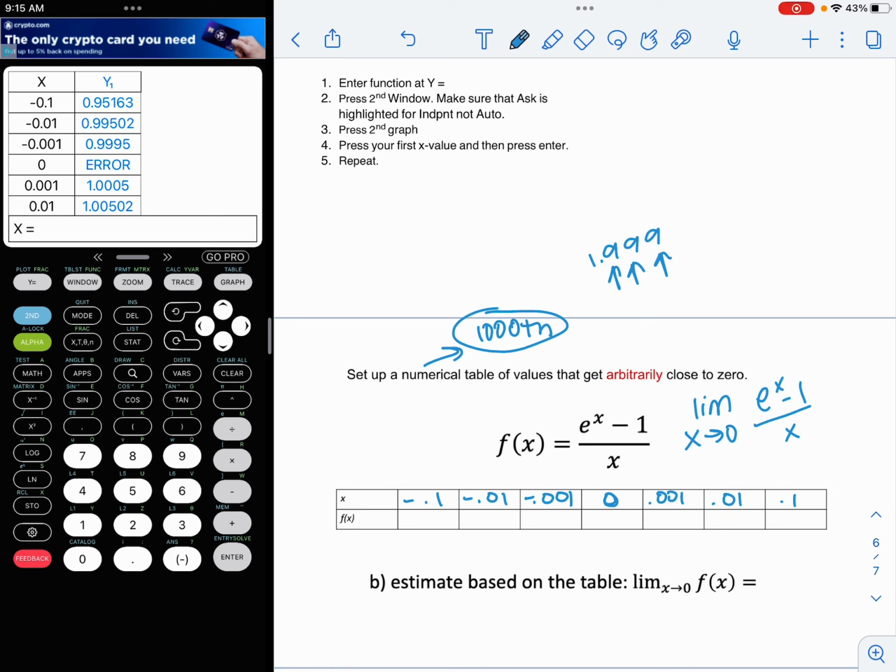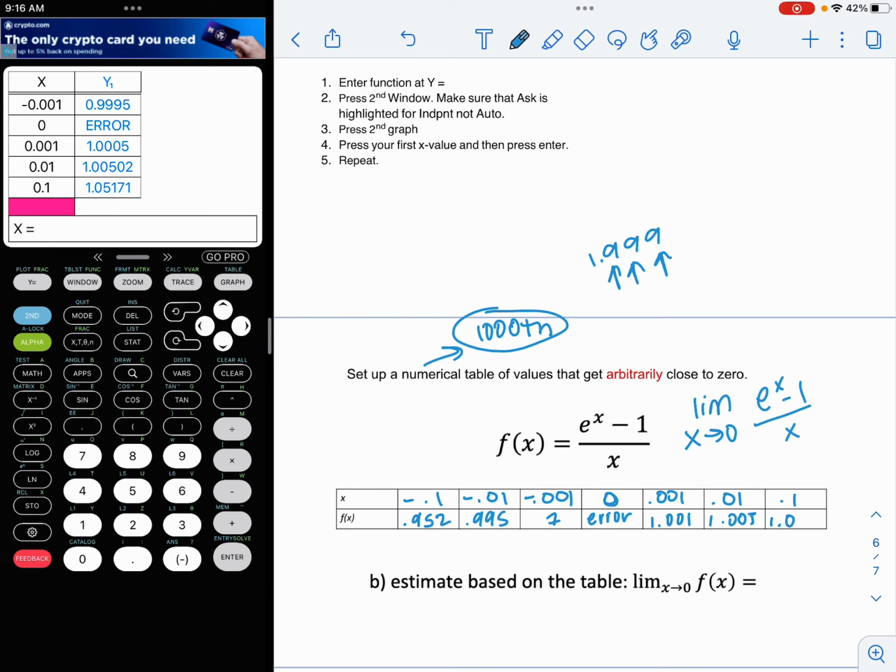Okay, now I'm going to type those all in, and I'm just going to write them to the nearest thousandths place, and I'm going to round if I have to. So this is going to be 0.952, 0.995. This rounds to 1. This is error, so that means the point doesn't exist there, which you can tell because if you divide anything by 0, it's not going to exist. 0.001, 1.005, and 1.052. So as we approach from the left, it seems to be getting closer to 1. As we approach from the right, it seems to be closer to 1. So the answer to this one, our estimate, is the limit as x approaches 0 of f of x is 1.